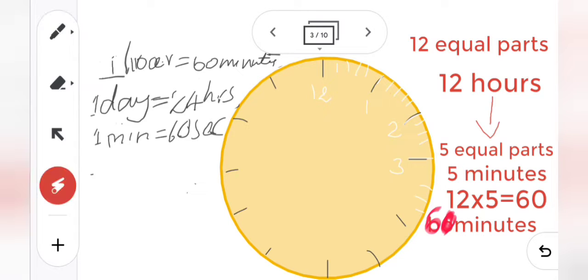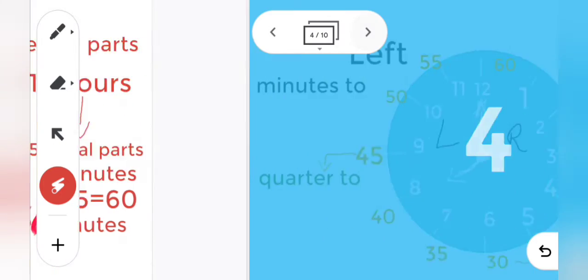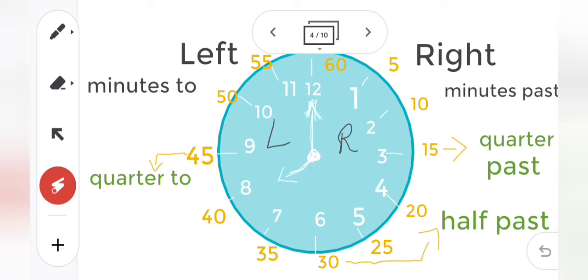So in 1 hour there are 60 minutes, in one day we have 24 hours, and in 1 minute we have 60 seconds. Now next, let's see how to read the clock. To read the clock you must know the right side and the left side. This is the right side and this is the left side. So how to read the time?